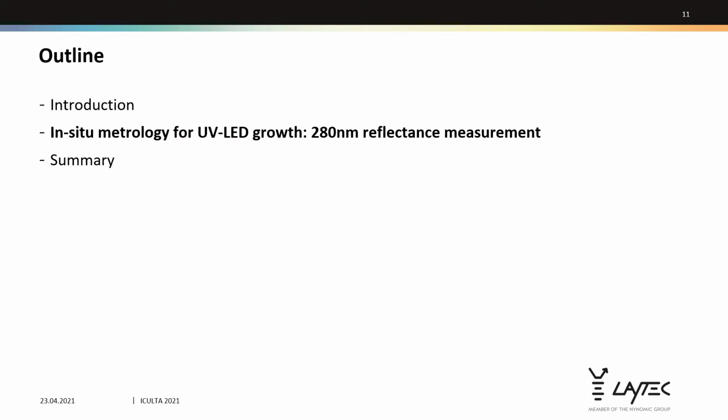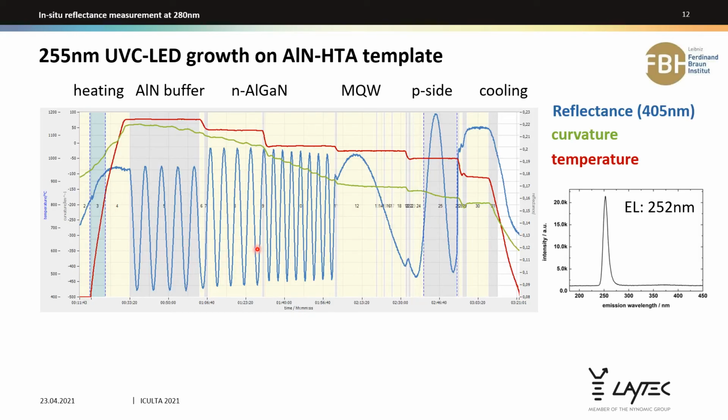Now let us look in more detail at the application of the 280 nanometer reflectance measurement. These are the in-situ data measured during the growth of a 255 nanometer UVC LED that was grown on an aluminum nitride high temperature anneal template. This is a whole growth run, started from heating through the aluminum nitride buffer growth. There is a growth of an N-doped aluminum gallium nitride buffer with different compositions. Here is the active zone with the quantum wells. This is the p-side contact layer, and here the structure is cooled down.